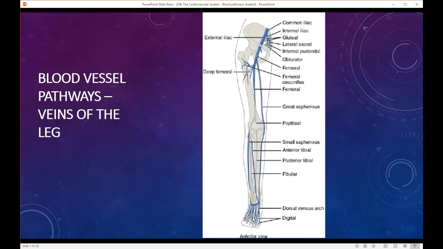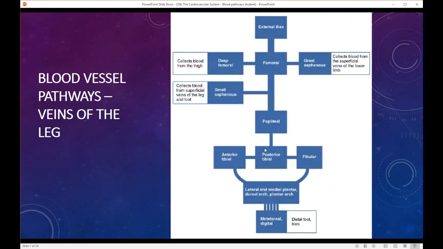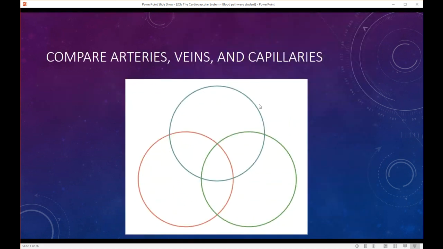So we'll see that blood flow coming back up the leg through the fibular, the great saphenous, the popliteal, the femoral, into the external and then internal iliacs. There's the common iliac. Okay, so feet, fibulars or the tibials into the popliteal. There's the small saphenous and the great saphenous into the femoral, external iliac. Okay, so take a minute and just compare the arteries, the veins, and the capillaries and just see what you come up with.